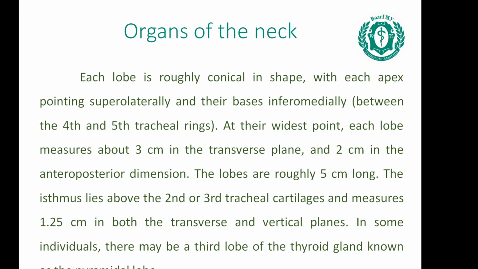The isthmus lies above the second or third tracheal cartilages and measures 1.25 centimeters in both the transverse and vertical planes. In some individuals, there may be a third lobe of the thyroid gland known as the pyramidal lobe.